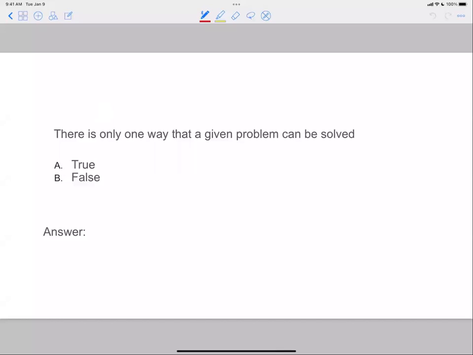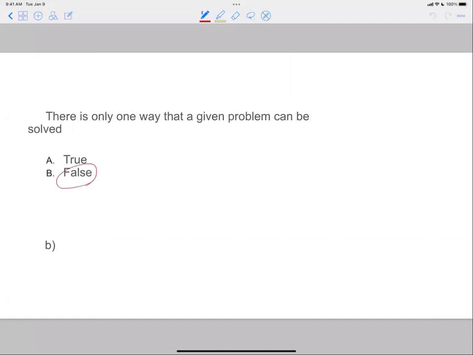Okay, let's read this question. There is only one way that a given problem can be solved. A simple question, true or false? And the answer is false. There are many ways to solve a given problem. Of course, one might be more efficient than another one, or one might take more resources compared to another one, but still there are many ways to solve one problem.